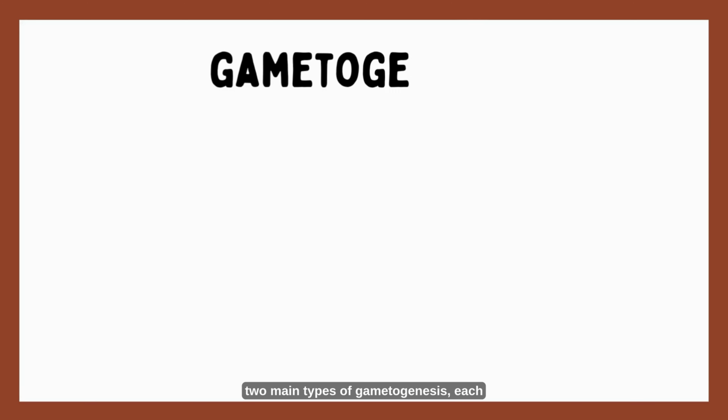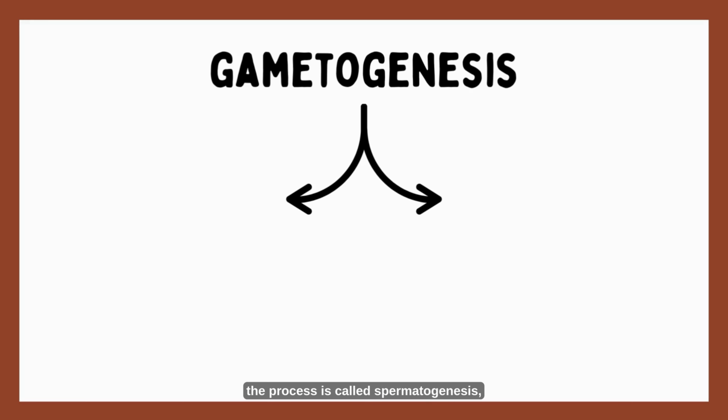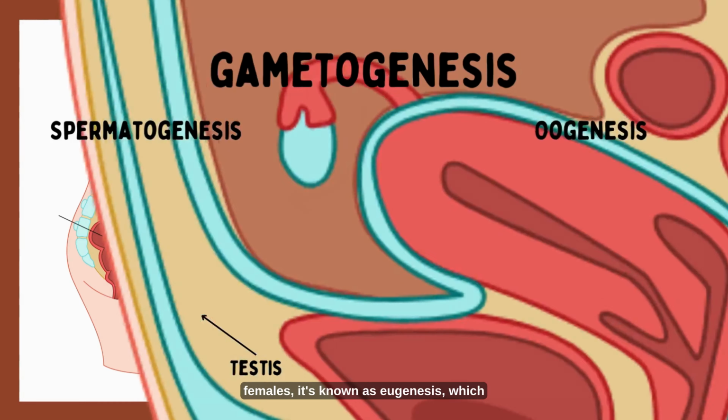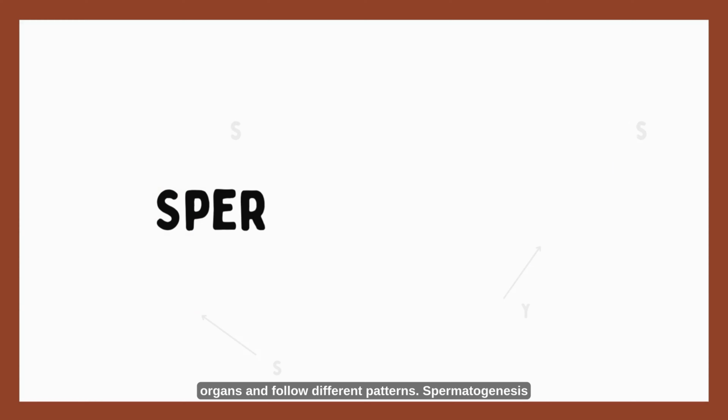There are two main types of gametogenesis, each specific to sex. In males, the process is called spermatogenesis, which produces sperm cells. In females, it's known as oogenesis, which leads to the formation of egg cells. Though both serve the same purpose, reproduction, they occur in different organs and follow different patterns.